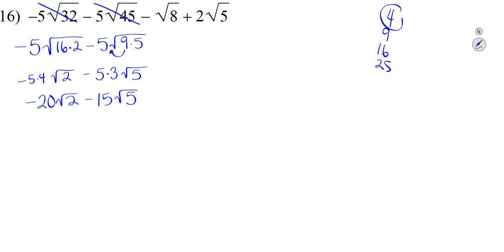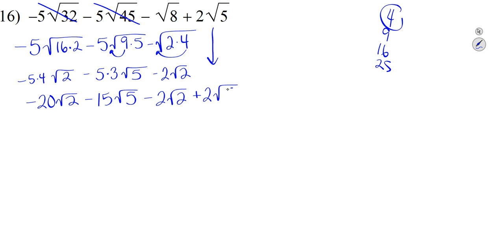Alright, square root of 8. Looks like I can take out a 4. So that's the square root of 2 times 4. Wrote those in the opposite order this time. Minus 2 square root of 2. Then 2 square root of 5. Can't simplify the square root of 5 at all, so that's going to come down here as plus 2 square root of 5.